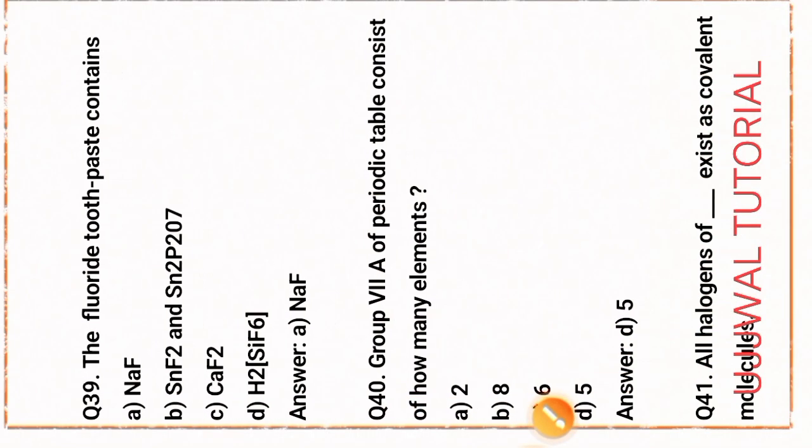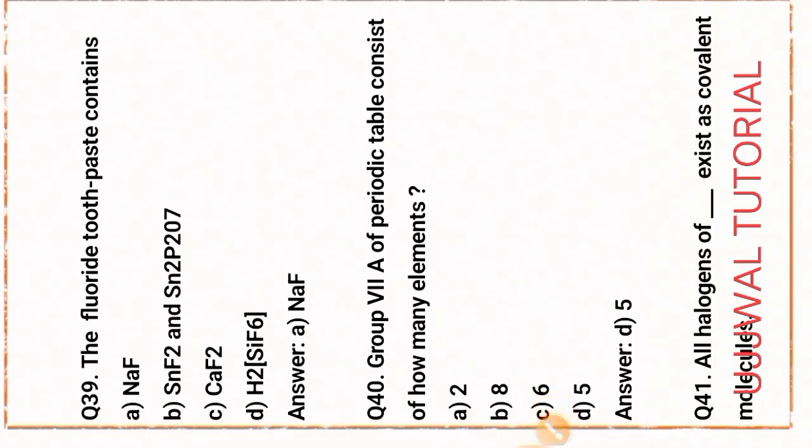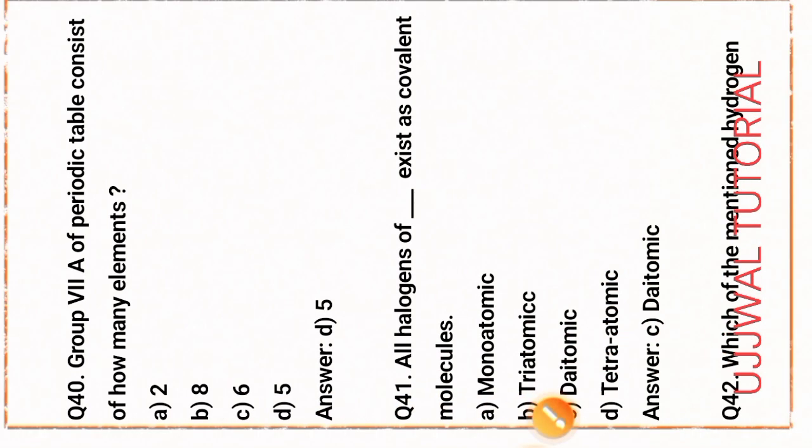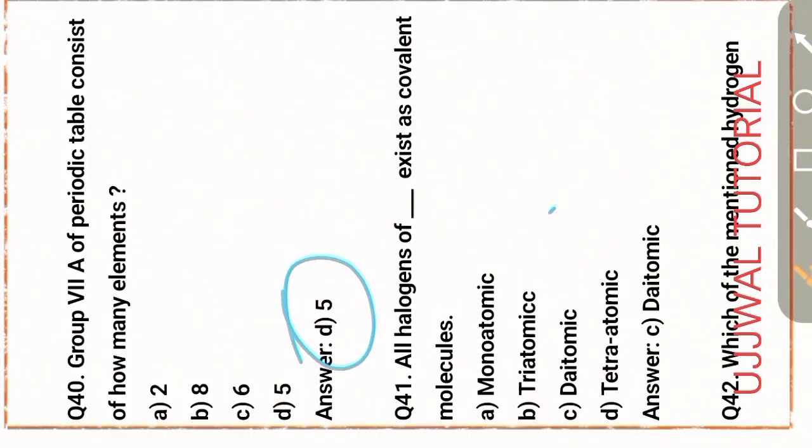Next question, question number 39. The fluoride toothpaste contains, that is option A, sodium fluoride, NaF. Option A is the right answer, NaF. Next question, question number 40. Group 7A of the periodic table consists of how many elements? That is 5. Okay, option D is the right answer.